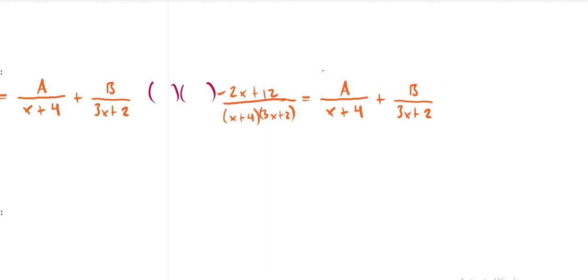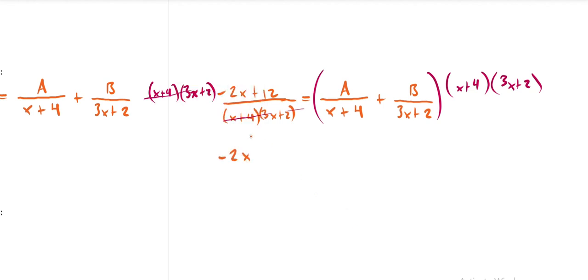If I multiply on both sides by each of these linear factors, then what I'm going to have on the left side is complete cancellation. This has gone away completely. And all that will remain is minus 2x plus 12, and that's it.